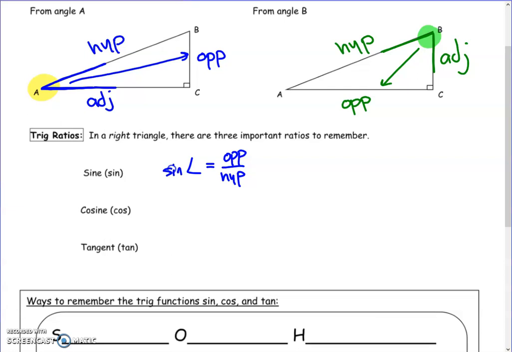Cosine, which is abbreviated COS, but we say cosine. Cosine of the angle is equal to the adjacent side over the hypotenuse. And the third one is called tangent. We abbreviate it TAN, but we say tangent. Tangent of the angle equals the opposite side over the adjacent side.